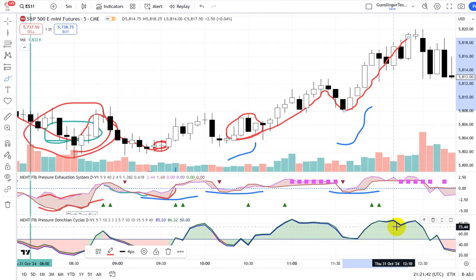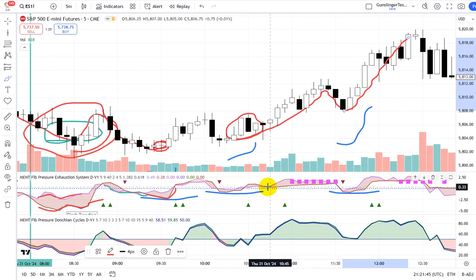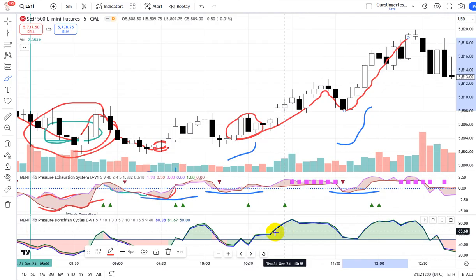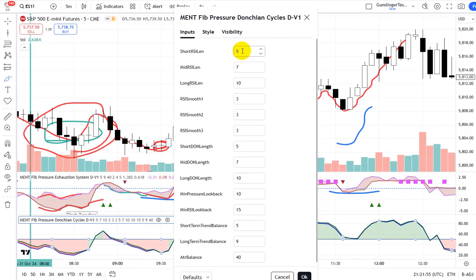And again, I'm only using two indicators. I'm using the pressure system and the Donchian cycle system. Really, that's it. Now, I've modified the Donchian cycle system. I have it set to very short term. 5, 7, 10, 3, 3, 3, 5, 7, 10. Everything else is default. So you can pause this video if you want right here. This is a short-term setting for the Donchian, the Gunslinger Donchian cycles system.